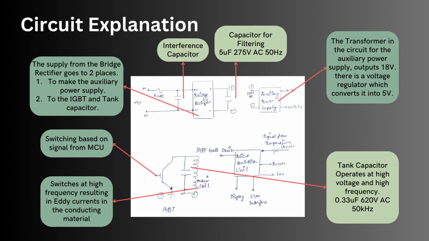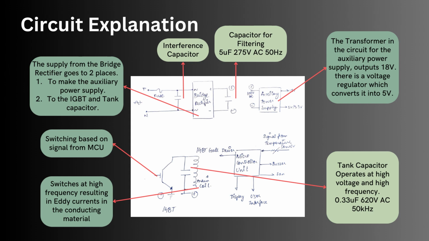Now, the positive and the negative terminals are given as power to the auxiliary power supply, which is responsible to provide us 18 volts or 5 volts or 3.3 volts required to control the microcontroller unit of the circuit. Now, the auxiliary power supply has a transformer which outputs 18 volts, and this is connected to a voltage regulator which results in 5 volts required by the MCU. The MCU's main purpose is to act as an IGBT gate driver. It is also responsible to give power to the display, the user interface. It controls the buzzer and the fan. Also, one of the main functions is that it takes the signal from the temperature sensor, and that is displayed for the users to see.